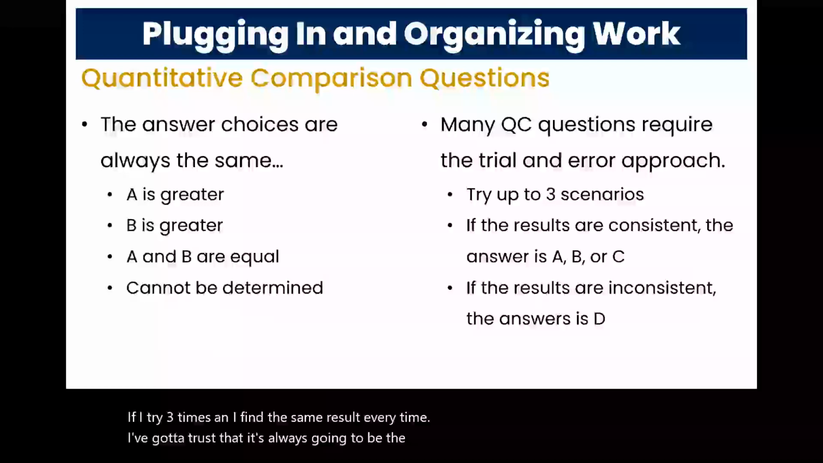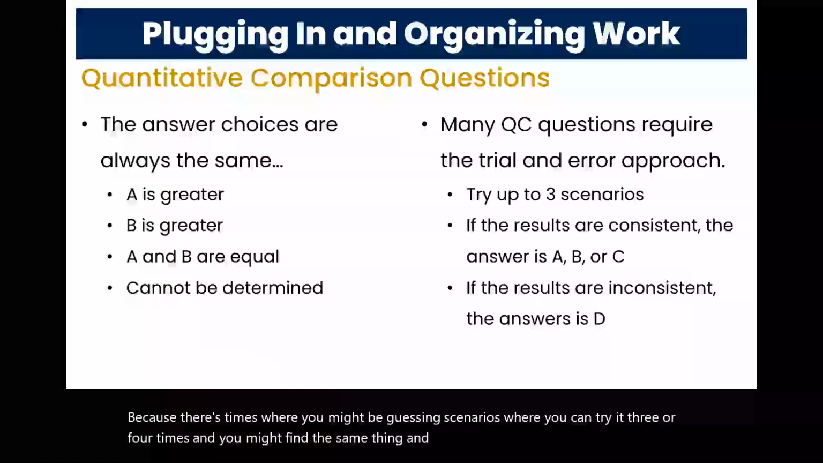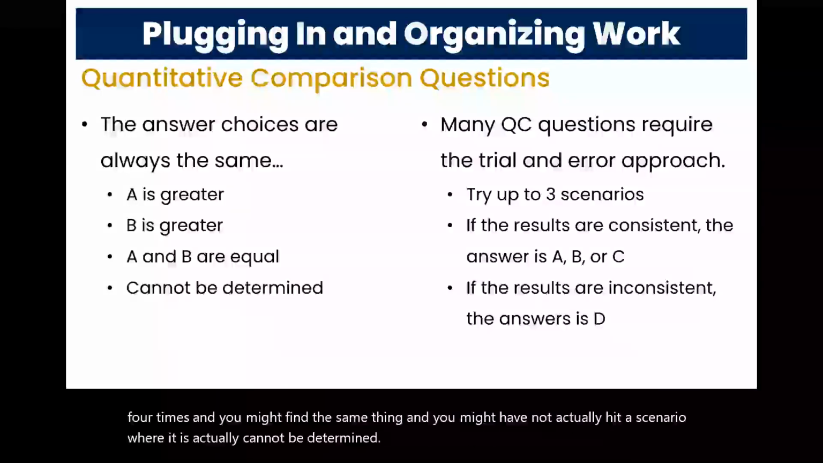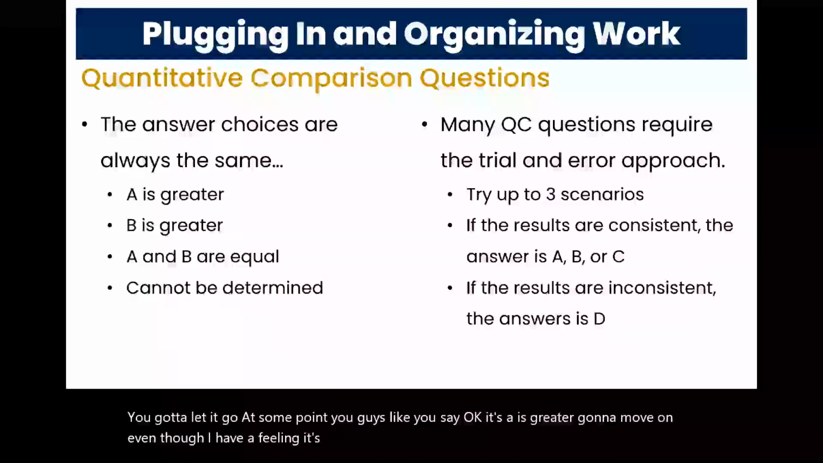I've got to say that it's always A is greater, because there's times where you might be guessing scenarios where you can try it 3 or 4 times and you might find the same thing, and you might have not actually hit a scenario where it is actually cannot be determined. You got to let it go. At some point, you got to say, okay, A is greater, gonna move on, even though I have a feeling it's probably D or something like that, because you just can't know for sure.